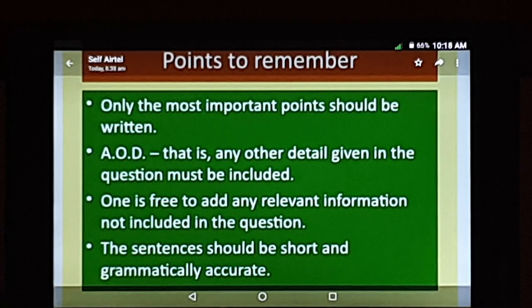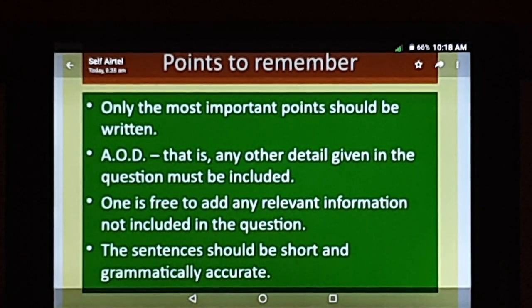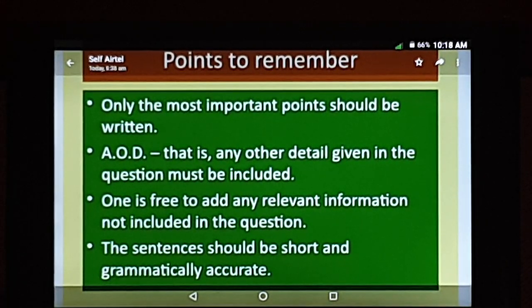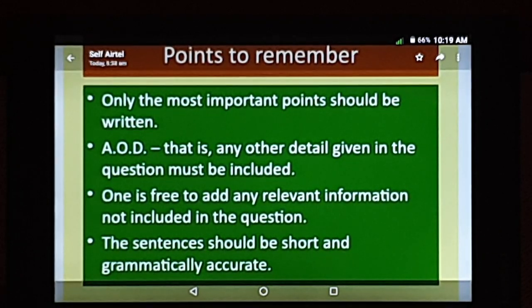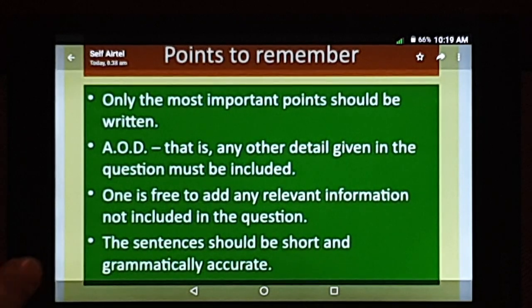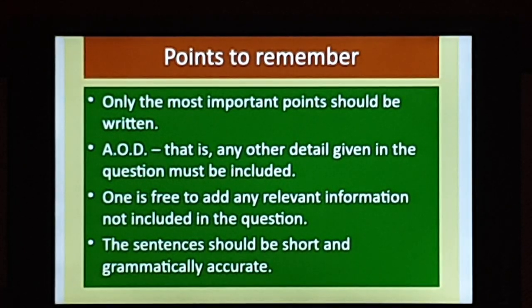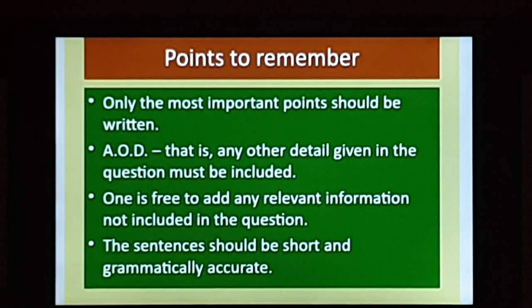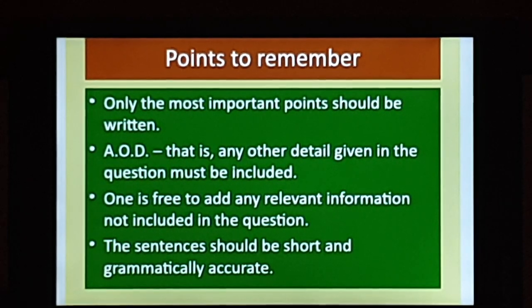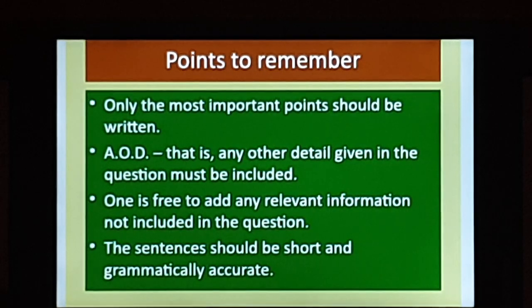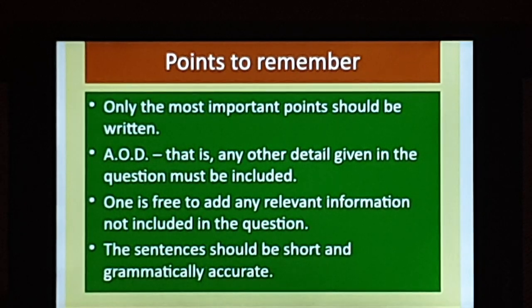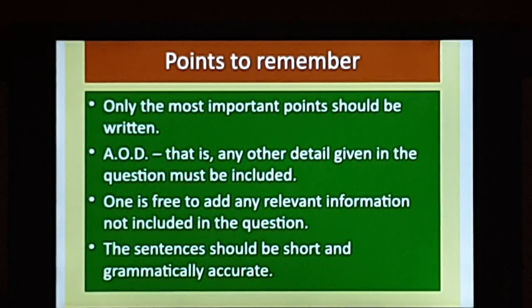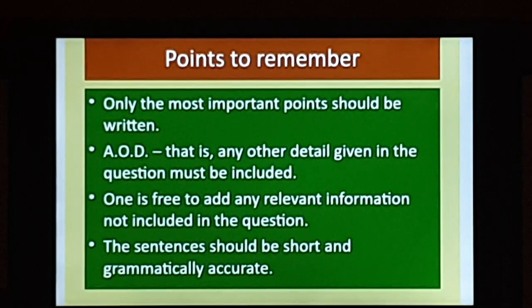For example, if you are going for an excursion, you want to put up a notice for that excursion or picnic in the school, you want to mention the price or cost, how much you have to pay for that picnic, you can mention that. Apart from the 5 W's, you can give some more information if you think that information should be conveyed to the people concerned. One is free to add any relevant information not included in the question. It is the same, if you want people to know about something very important, you can also add that information.